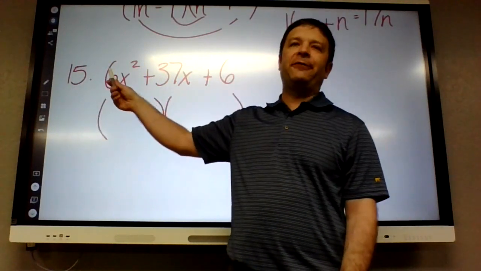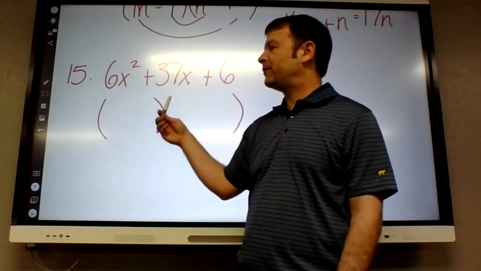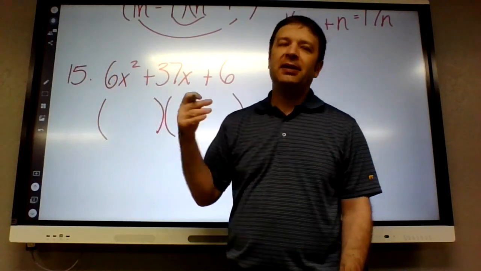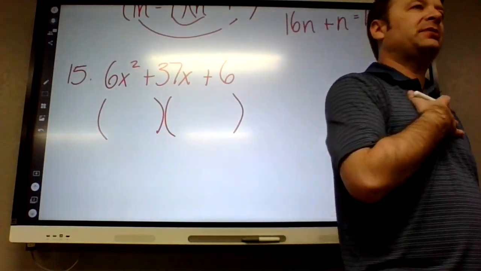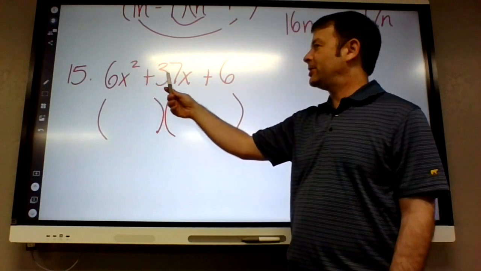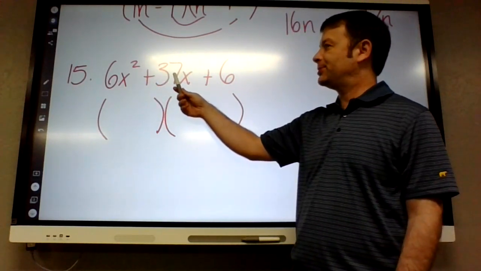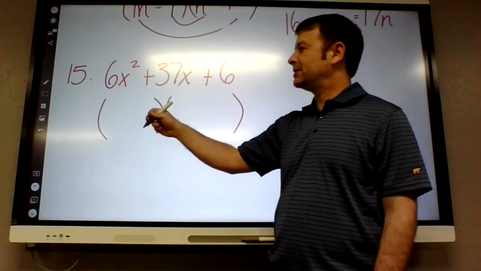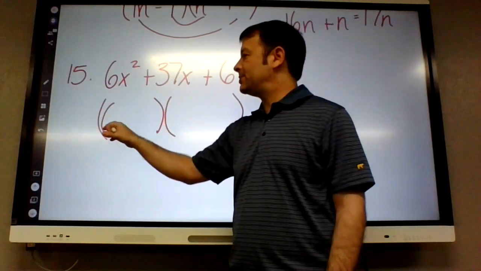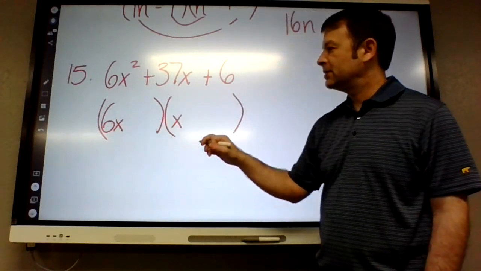So, if we're starting with 6x squared, what could we put in the front? 2 and 3. Now, if I was just guessing, I would guess 2x and 3x. However, when I look up here, I see a 37. You know what multiplies really close to a 37? 6 and 6. So instead of 3 and 2, let's try 6 and 1.